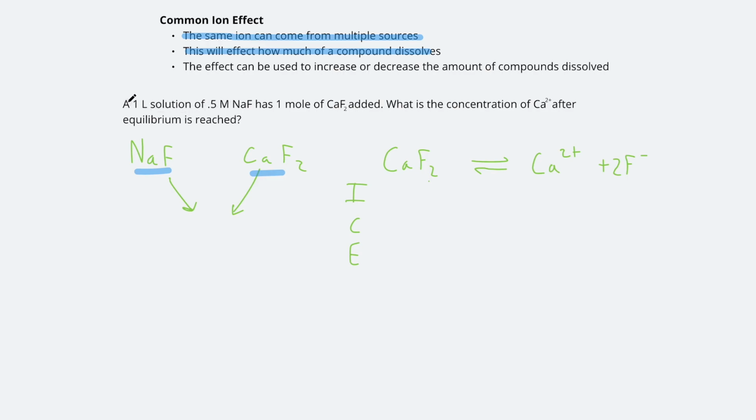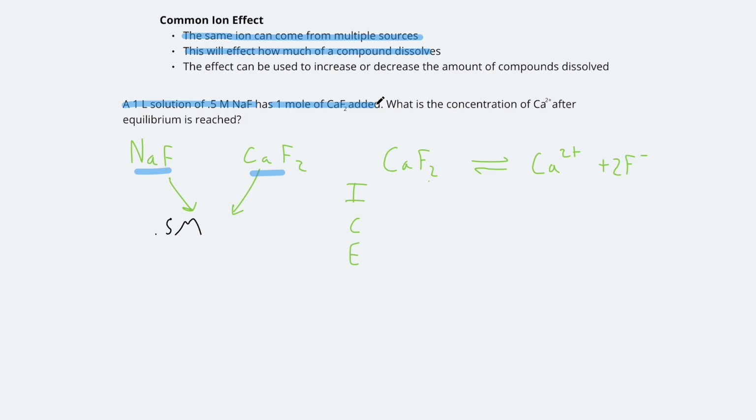So in our solution, we have a 1 liter solution that has a concentration of 0.5 molar of sodium fluoride. So the sodium fluoride is already 0.5 molar. And then we are adding 1 mole of calcium fluoride. And now we have to figure out how much calcium fluoride is actually going to dissolve.